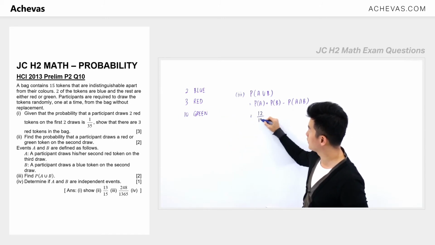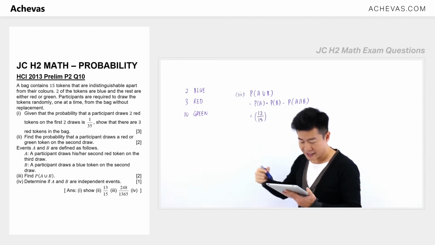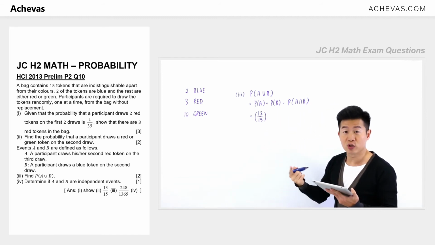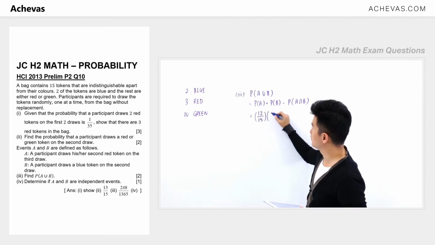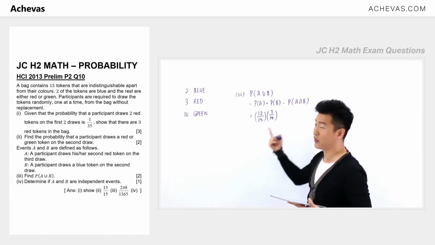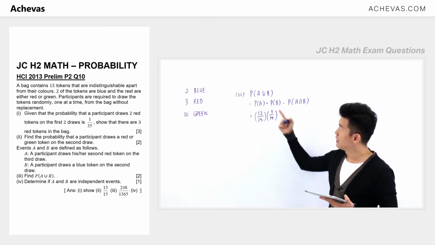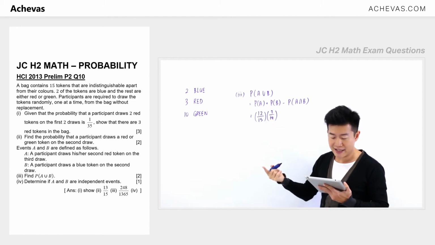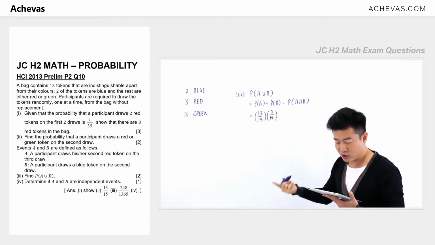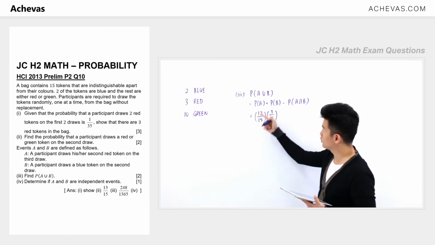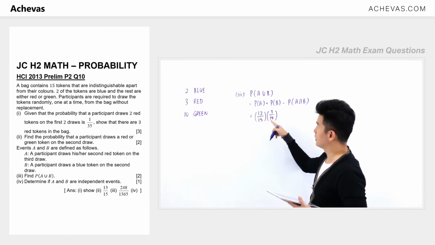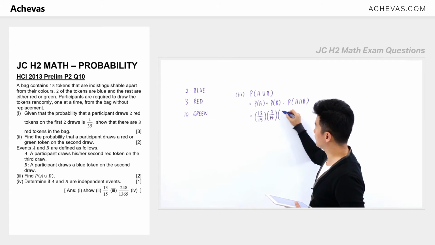So 12 over 15. Then the second one is going to be red, so it is going to be 3 over 14. And the third one is also going to be red, because event A is for the second red token to be drawn on the third draw. So it is going to be non-red, red, and then red. To be red again, it is going to be 2 over 13.